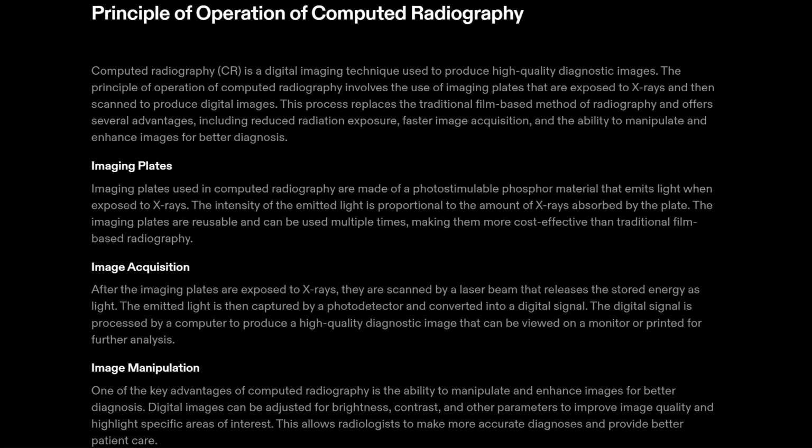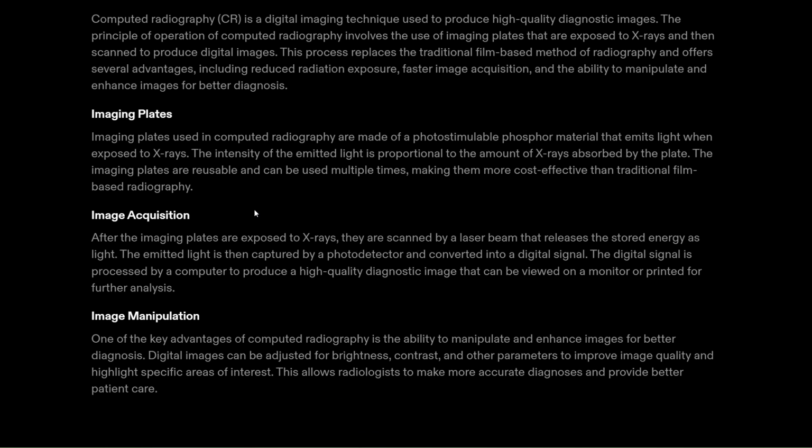When the emitted light has been captured by the photodetector, it is converted to a digital signal. The digital signal is processed by a computer to produce a high quality image, which is displayed on a monitor or screen so that you can use it for further analysis.